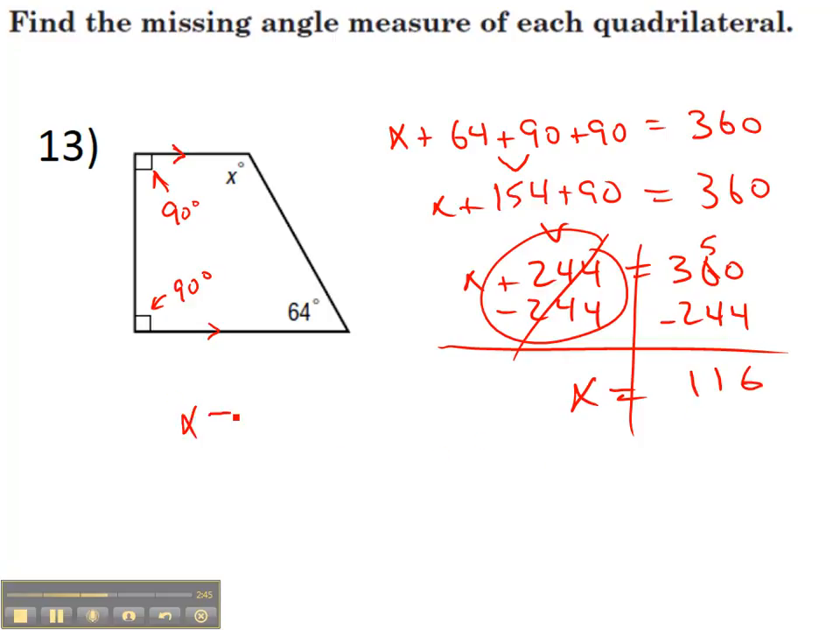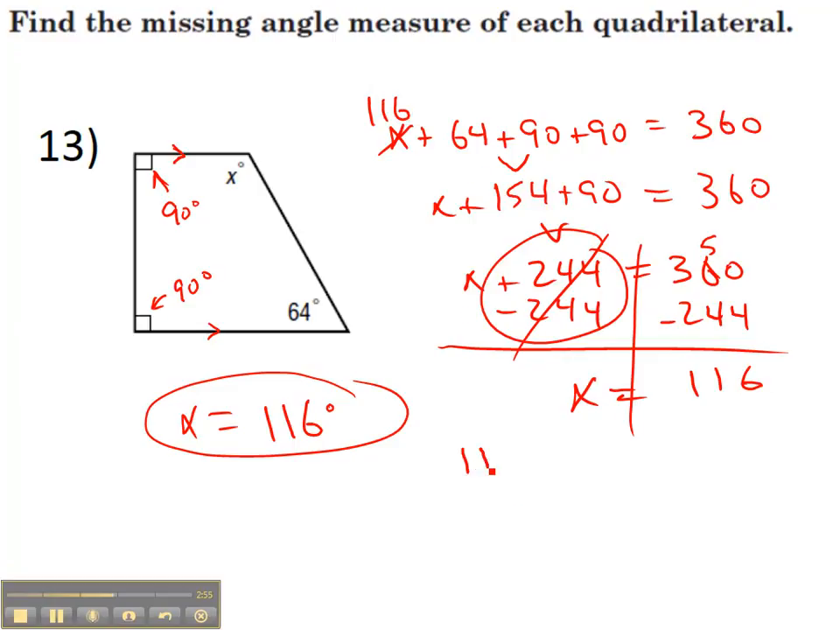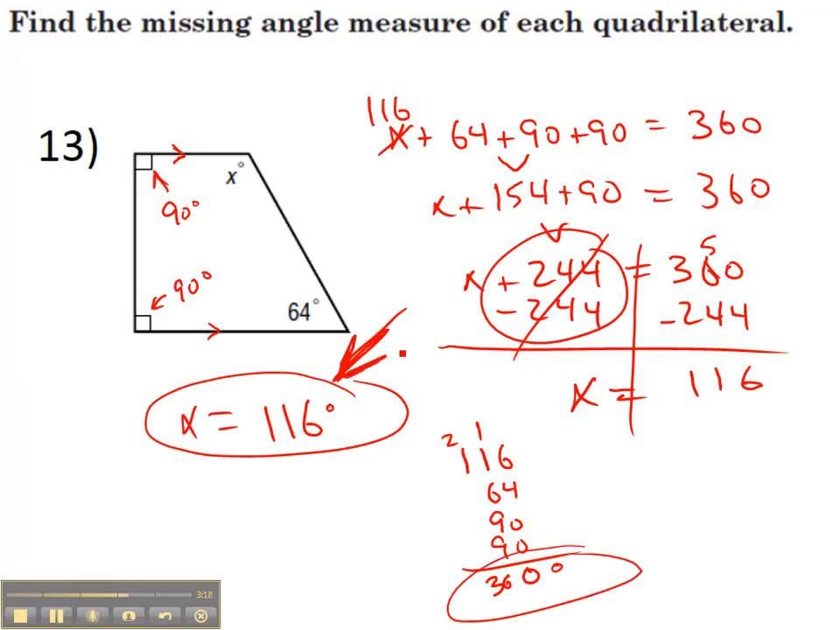X equals 116 degrees. Now we're going to go back and put that in here and make sure that this actually adds up to 360. 116 plus 64 plus 90 plus 90. 6 and 4 is 10, carry the 1. 1 and 1 is 2, and 6 is 8, and 9 is 17, and 17 plus 9 is 26. 6 carry the 2, 2 and 1 is 3. So 360 degrees, that's what we expect. So x does equal 116 degrees.